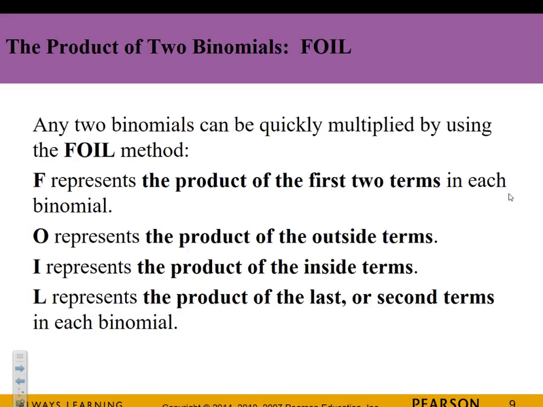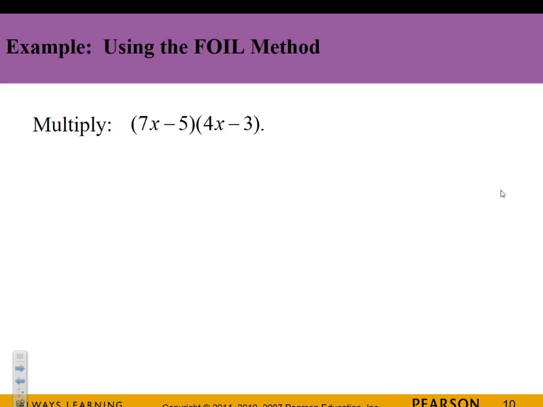All right, FOIL method. You guys have all heard of FOIL. But what you're really just doing is using the distributive property twice. So here's what's going on. I'm going to start with this value, and I'm going to distribute it. 7 times 4 is 28x squared. And then I'm going to multiply here. That is a negative 21x. I'm done, therefore I go on to the next value.